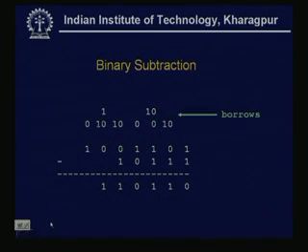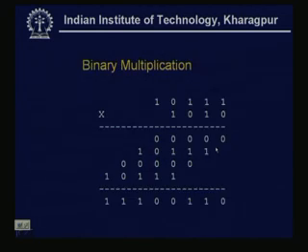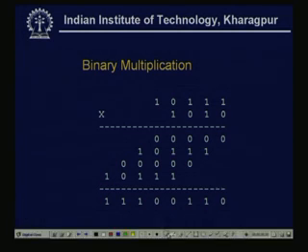Now, binary multiplication. Binary multiplication is the same as our decimal multiplication. Again only the multiplication rule is different. That means, here again there are only 2 digit numbers, 0 and 1. So, what we can say, what are the basic rules?